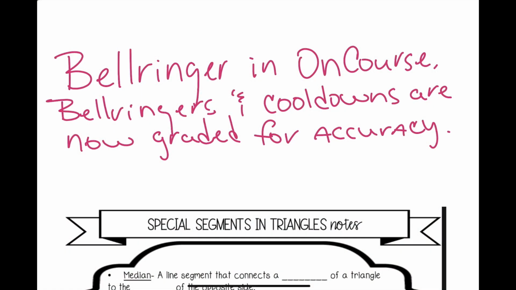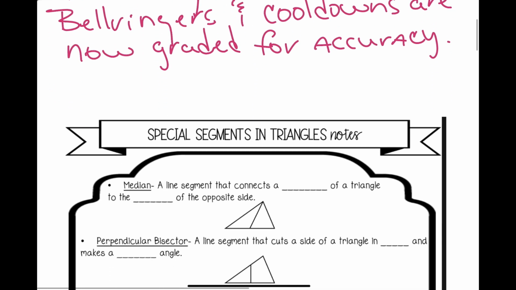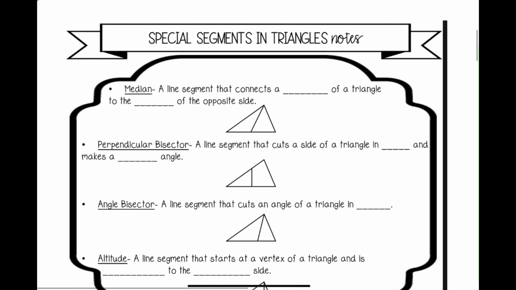As of today, the bell ringers and the cool downs will be graded for accuracy. They're worth 5 points. If you get it correct, you get all 5 points. If you don't get it correct, you only get 3 points. So I want you to try your best. Okay, go to the first page that is in your handouts.